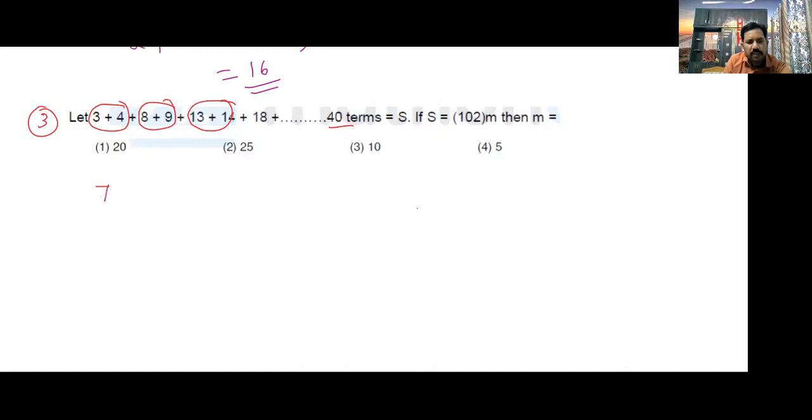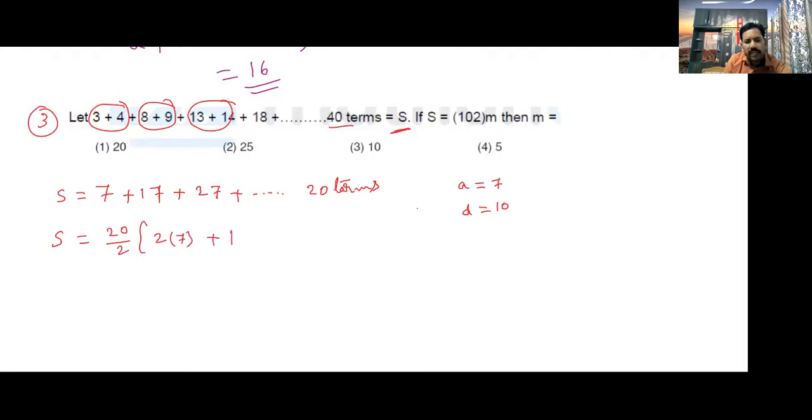3 plus 4, 7. 8 plus 9, 17. 13 plus 14, 27. And so on. How many units? 20. That means 20 terms. Take this value as s, because it is already given here. Now observe this. This is an AP series. The a value is 7 and the common difference is 10. Now we need to find the sum of 20 terms: 20 by 2 into 2a plus n minus 1, 20 minus 1, that is 19, into d, 10.